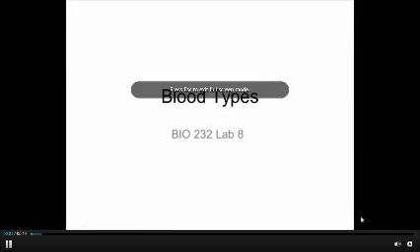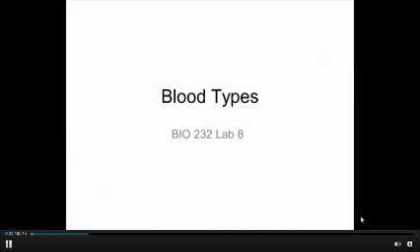Hello and welcome to our last lab of the term. In this lab we will discuss different blood groups and learn to determine those groups experimentally.